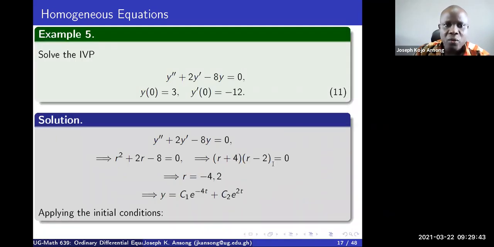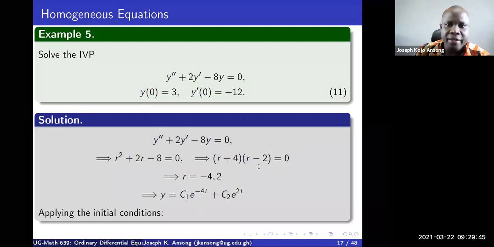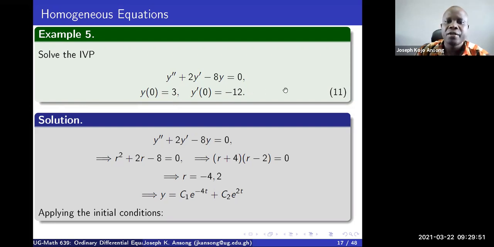Oh, this is the final one. The final one here is an IVP. I have initial conditions. So these initial conditions will help us to find the constants, right? C1 and C2. So we solve it as usual, right? Find the characteristic equation, solve it to get two distinct roots, negative 4 and 2. And so you linearly combine the solutions to get c1 e to the negative 4t plus c2 e to the 2t. That gives me a general solution.